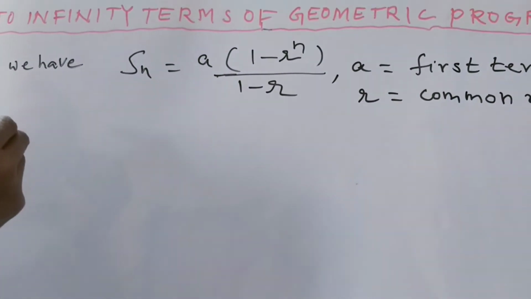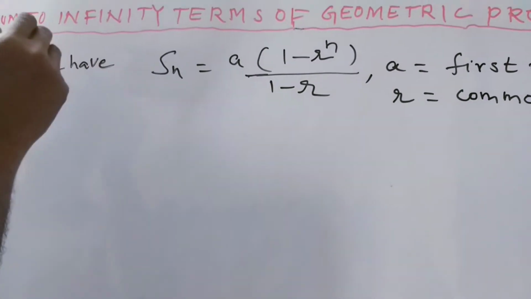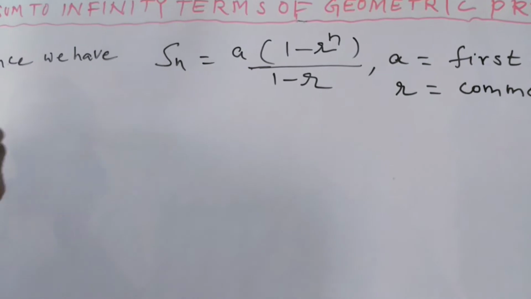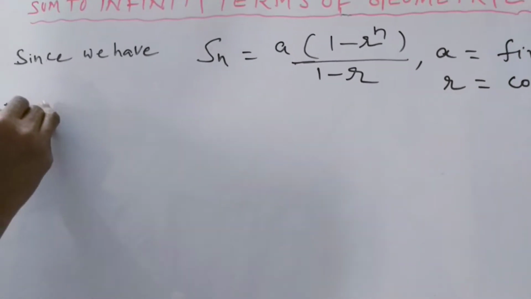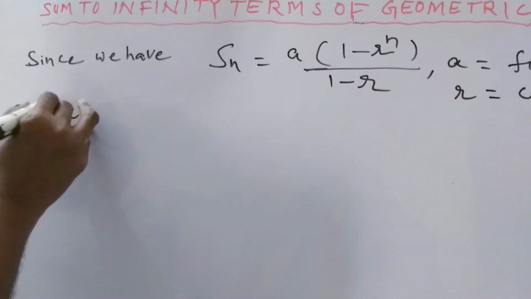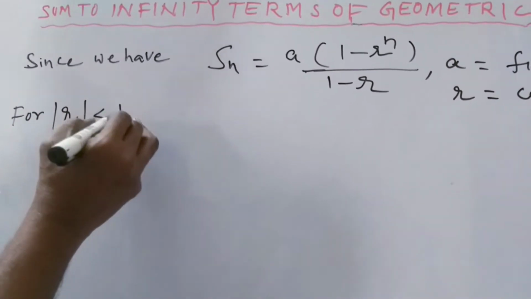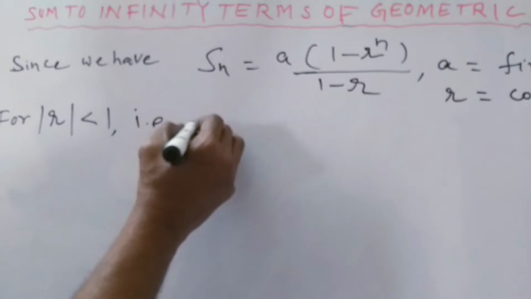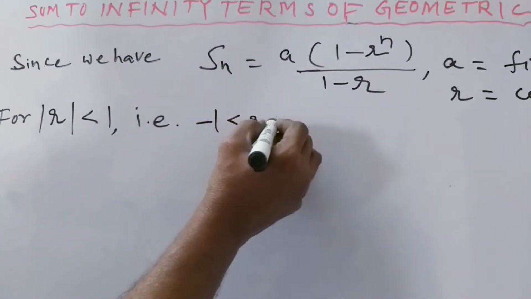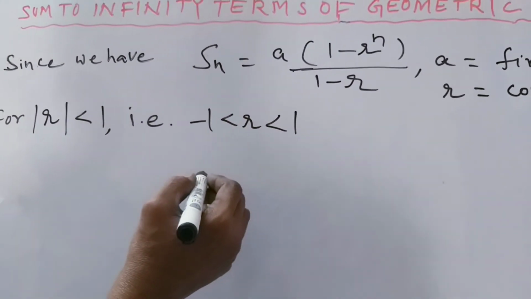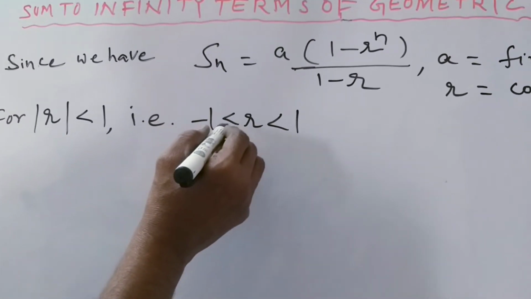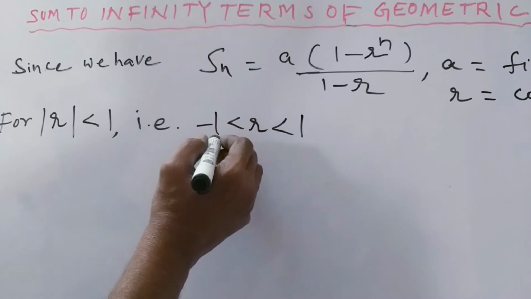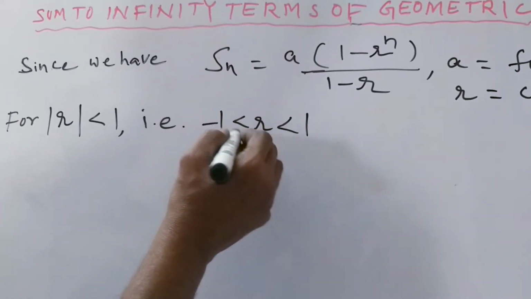One condition is also there to learn sum to infinity terms of geometric progression, that is, for modulus r is less than 1, that is minus 1 is less than r is less than plus 1. Here the common ratio lies between minus 1 and plus 1.